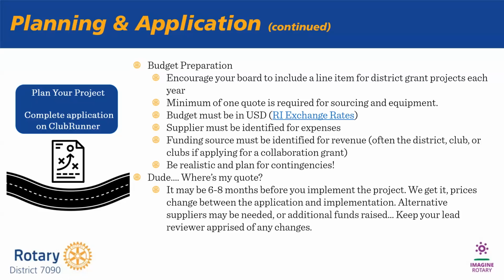Like I mentioned with this timeline, we get it. Supply chain issues come up, prices change, seasonal fluctuations. My own club, we wanted to purchase some trash cans for a park. It was like $400 when we applied for the grant. And then like 6 months later, it's $800. So we get it, things happen. Just keep your reviewer updated on those things and plan for contingencies so that your club can still carry out the project.